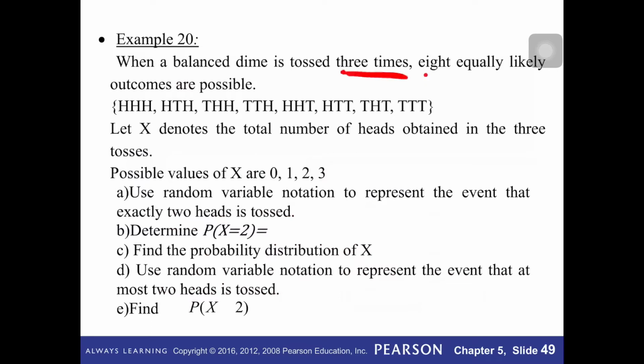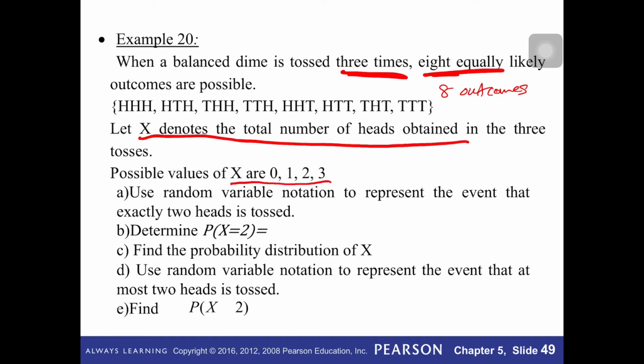Okay, there should be 8 outcomes, right? So, first head, second head, third head, something like that. You can check these outcomes, we have done this before. So, let x denote the total number of heads. What are the values for x? It can be 0 heads, 1 head, 2 heads or all 3 heads, clear.